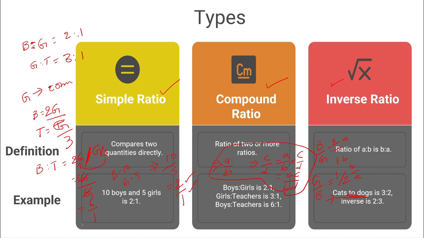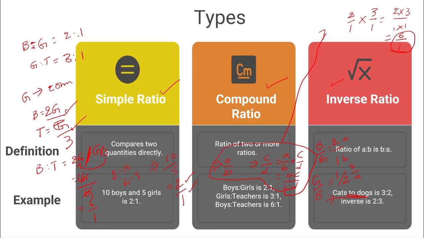So this way also you can reduce. Only if you know the concepts, if you understood the concept really well, you can reduce this way. Otherwise, you also have the option that it is a multiplication of 2 ratios, then you will get it easily. So the boys to girls ratio is 2 by 1, then the girls to teachers ratio is 3 by 1, then the compound ratio you will get is 2 multiplied by 3 by 1 multiplied by 1, which is nothing but 6 by 1.